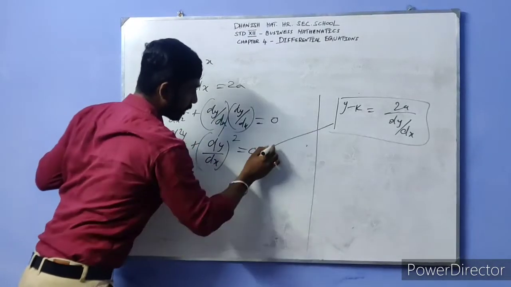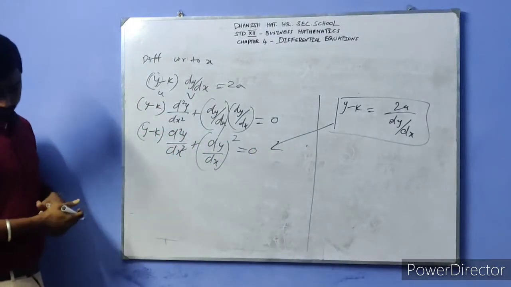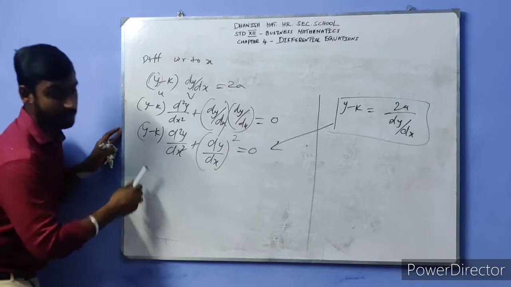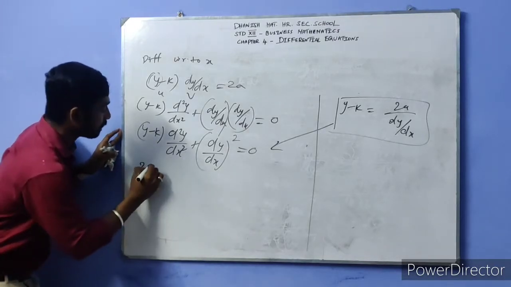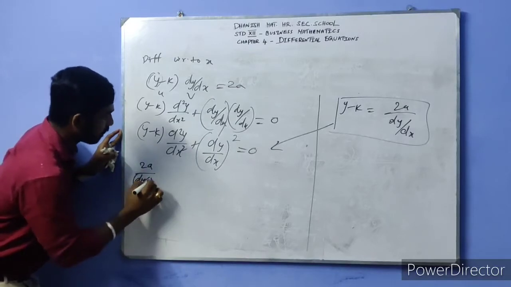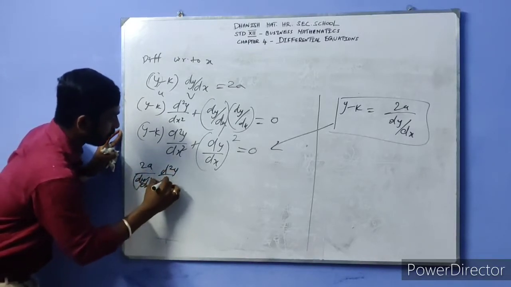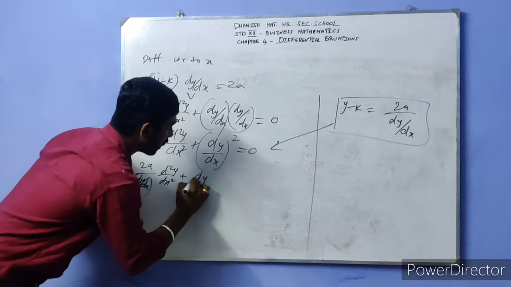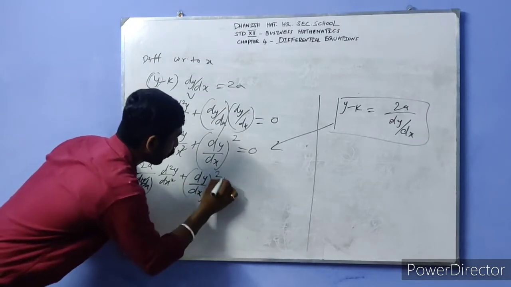So now we are going to substitute the y minus k value in this equation. What is the y minus k value? That is 2a divided by dy divided by dx, into d square y divided by dx square plus (dy divided by dx) the whole square equal to 0.